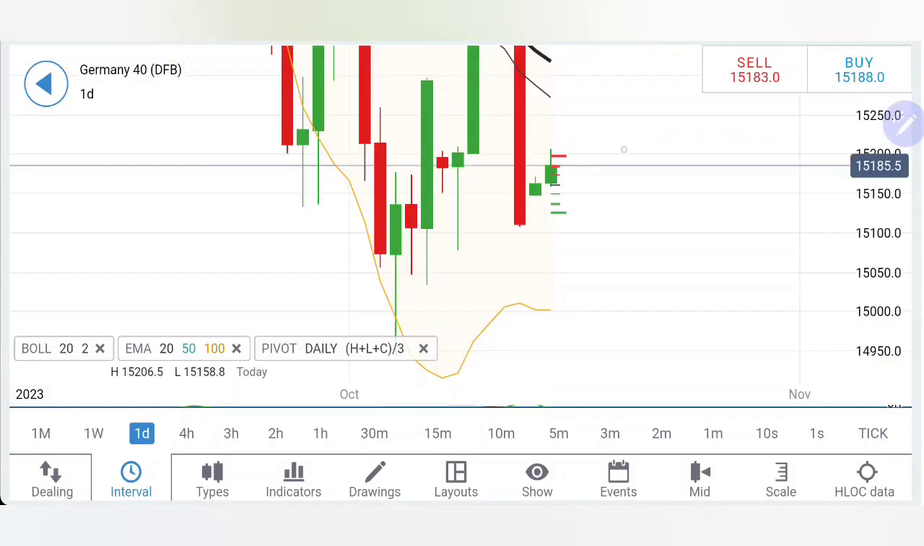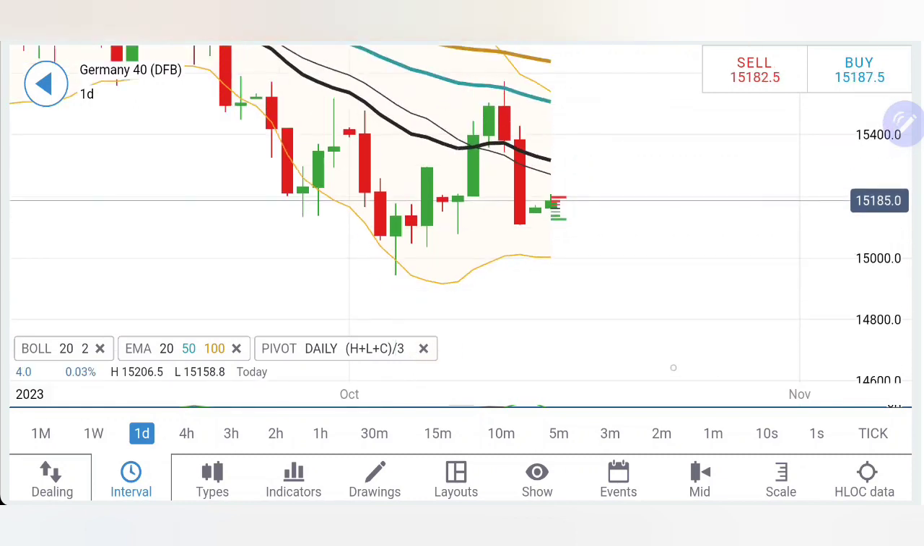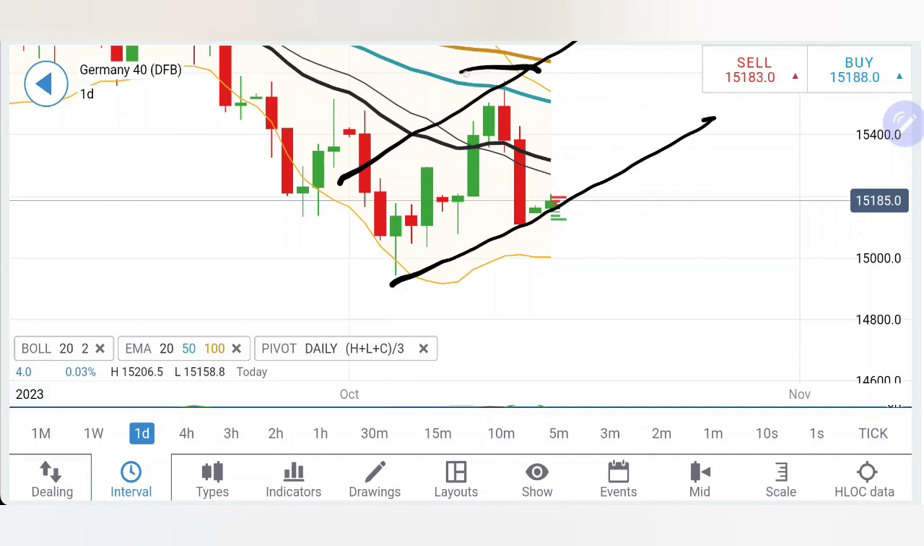And on the daily charts, higher lows are consistently seen here. This is what we can expect here, that it might try to trade within this bullish channel. This is a retracement channel. On the upside, beyond 15,400, 15,600 is the ultimate resistance.